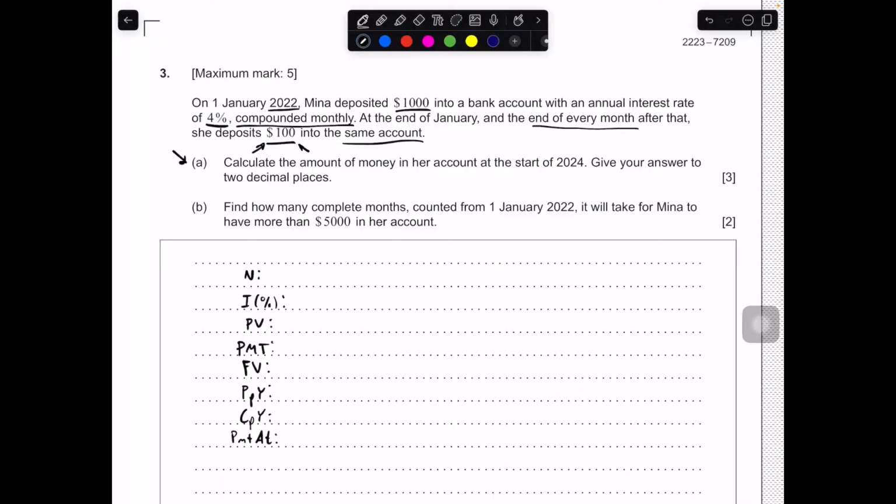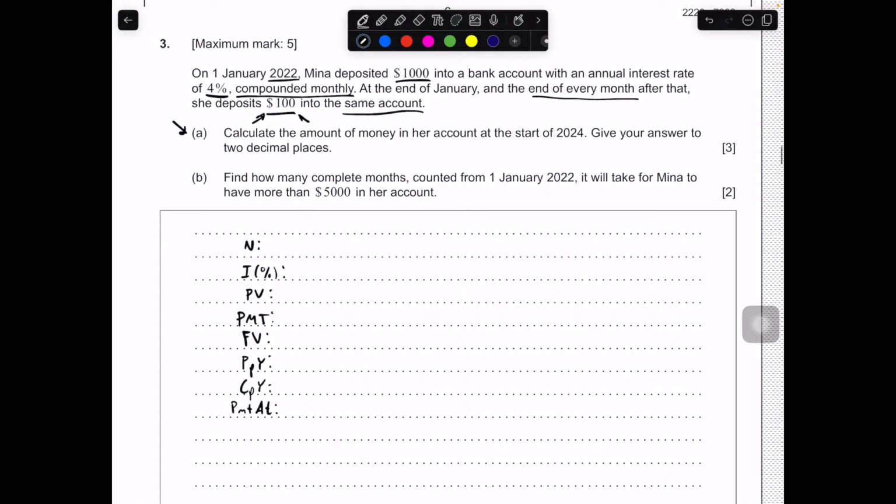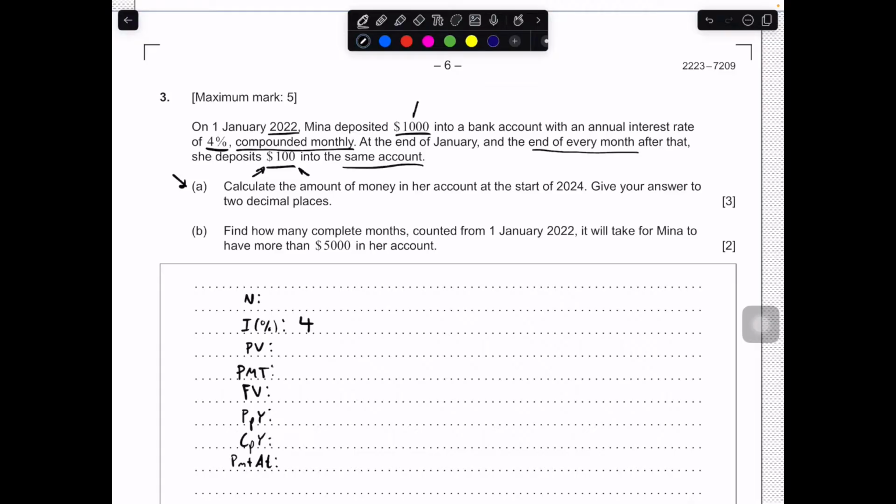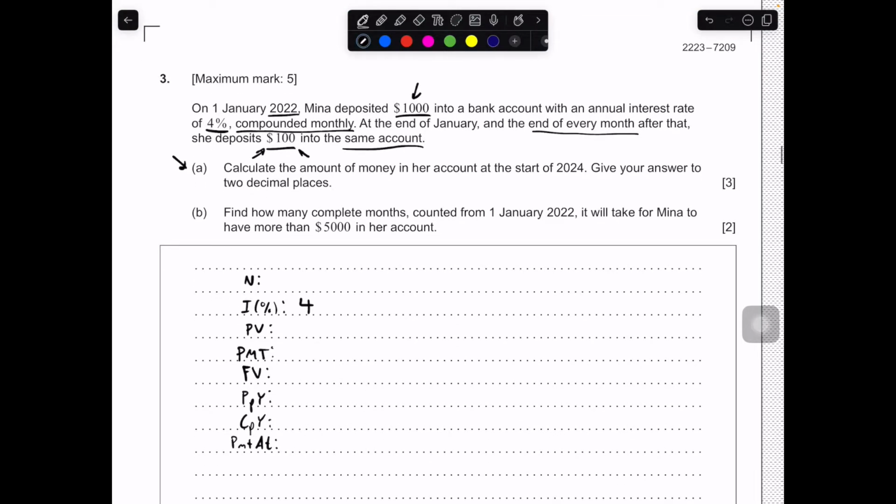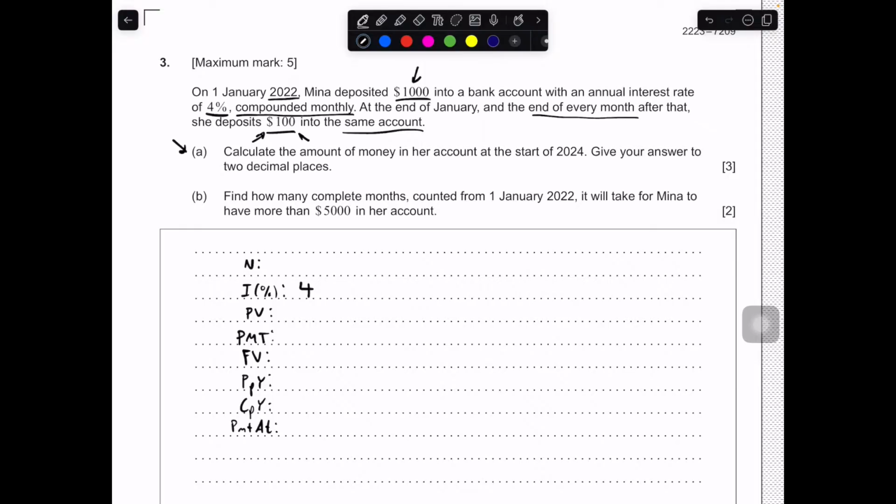Alright, so working through this, let's work through interest rate first. That's often the most straightforward. Interest rate as a percent is 4. The present value, or the initial starting value, is equal to 1,000. And a helpful way to remember, of course, is money flowing out, money flowing in. So let's put a negative 1,000. It's money flowing out of the individual. What else do we have? We have Mina making deposits, $100 into the account every month. So in terms of payments, she's making a deposit of $100 every month.